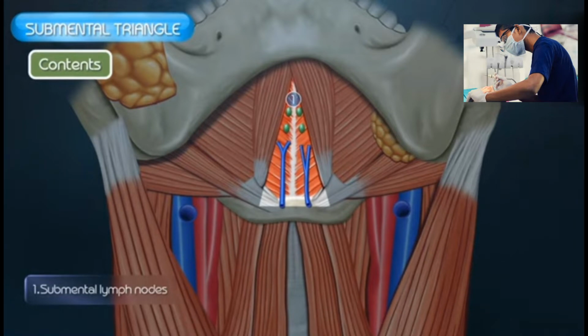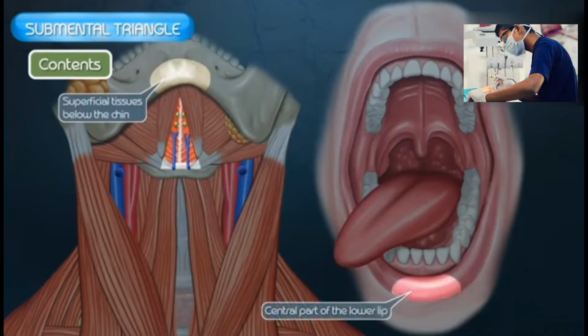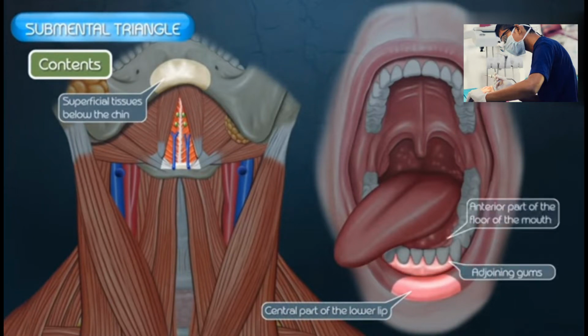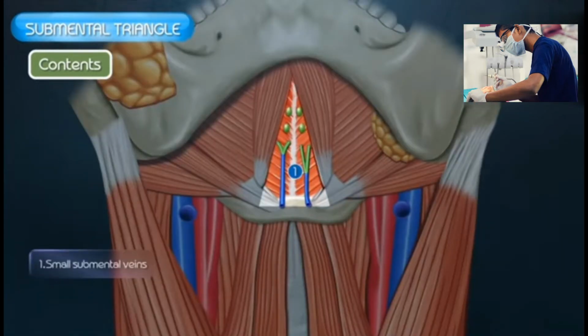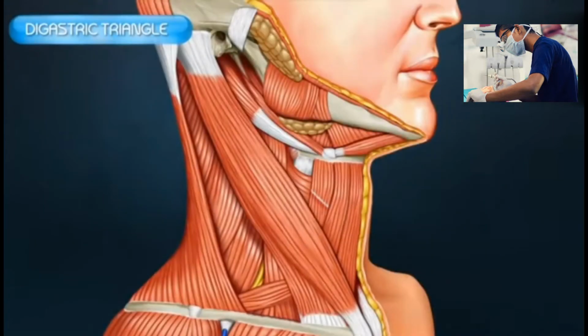and they drain the central part of the lower lip, adjoining gums, anterior part of the floor of the mouth and tip of the tongue. And 2 submental veins unite to form the anterior jugular vein. That is all about the submental triangle. Now let's see the digastric triangle.